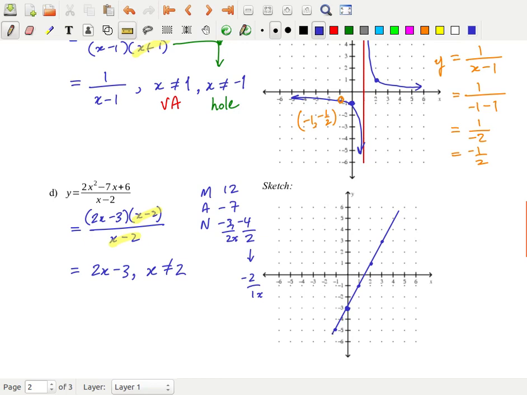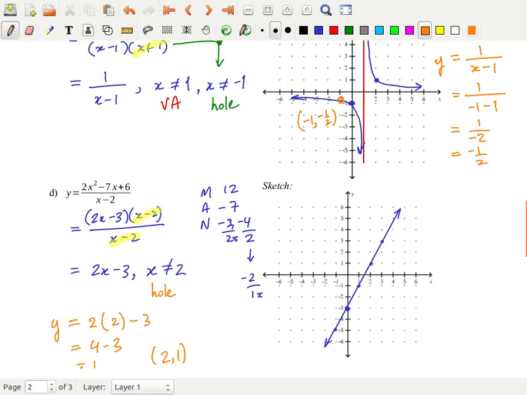And just extend this one a bit this way. Arrows on the end, but I do have, what is this? This was divided out, which means this is a hole. And so we are going to find the y coordinate of that by taking 2x minus 3, and we're actually going to put the 2 in there. So we end up with 4 minus 3, or 1. And that should be one that we can read. So that means the hole has coordinates 2, 1.